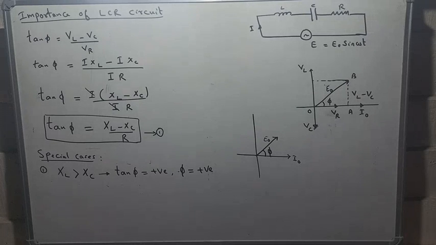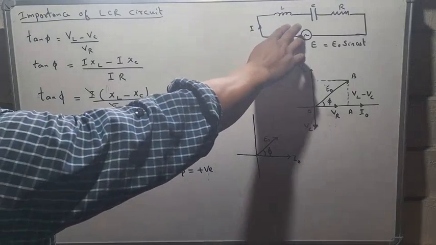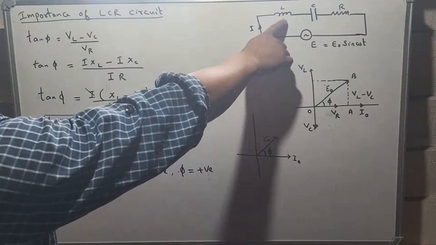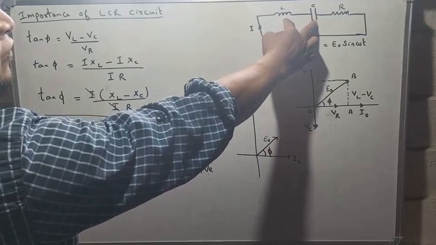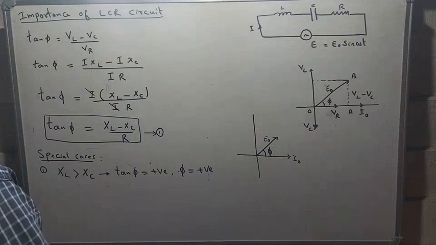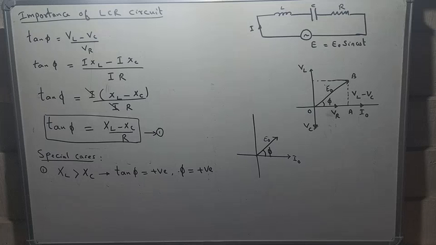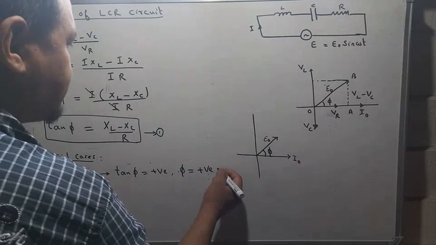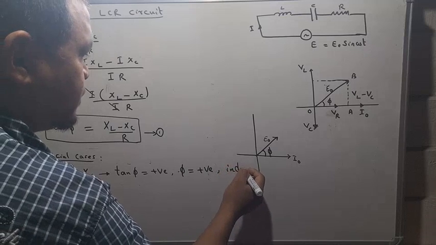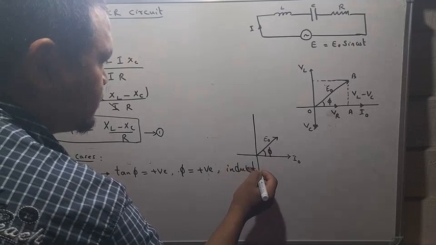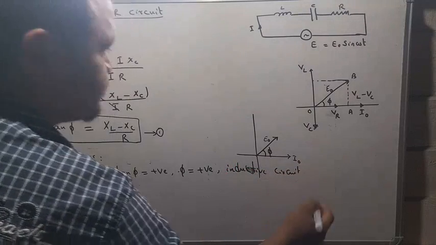So if you remember, in which case does the current lag behind the EMF? In the case of a purely inductive circuit. So in this circuit, if the resistance offered by the inductor is more than the resistance offered by the capacitor, the circuit will behave like an inductive circuit. So this is similar to an inductive circuit.